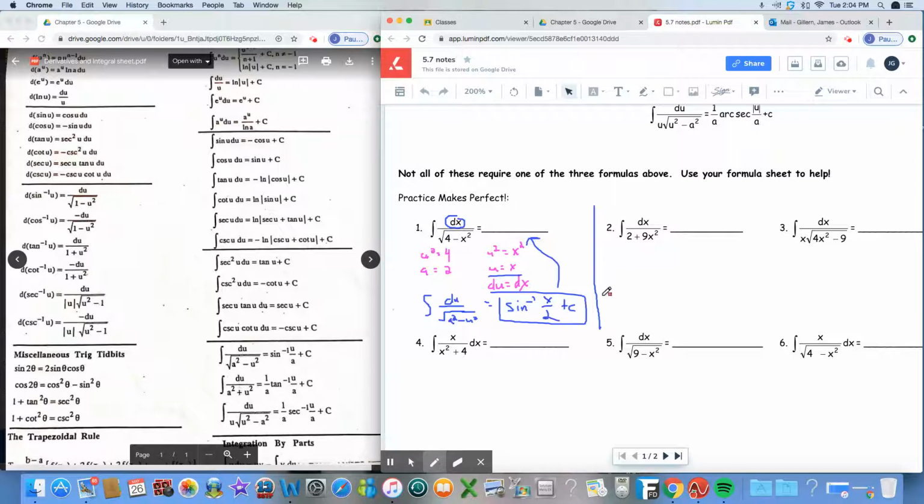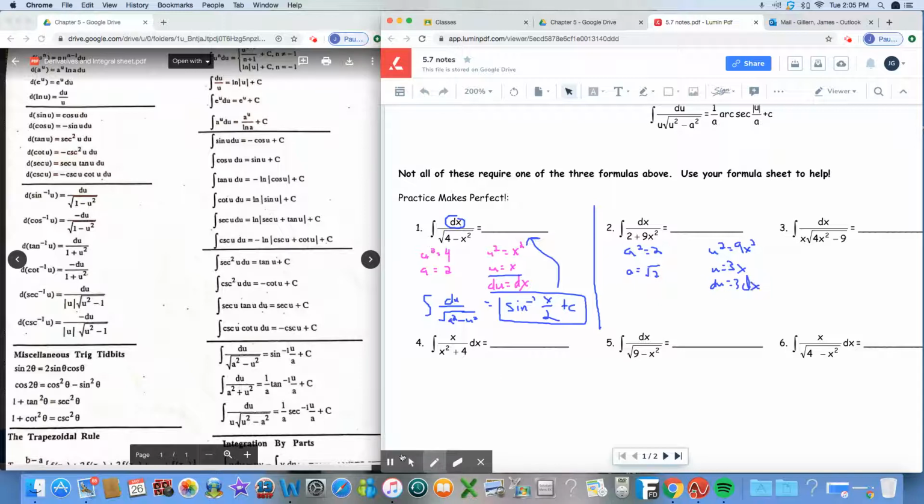All right, so let's do the same thing we just did. Let's pick an a squared and pick our u squared. The a squared is going to be my 2. The u squared is 9x squared. Once you have your u squared and your a squared, you take the square root of each of these. The square root of 2 is the square root of 2. U squared is 9x squared, which means u is 3x. I find the derivative, I find du, which is 3 dx.